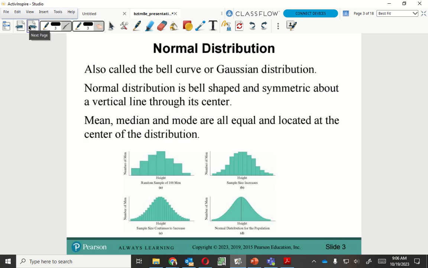A normal distribution, called a bell curve or Gaussian distribution. A normal distribution is bell-shaped, so symmetric about a vertical line through its center. Mean, median, and mode are all equal and located at the center of the distribution. So what they're saying is this, referred to as the bell curve, that most of the data items are going to happen right there in the middle. Okay?